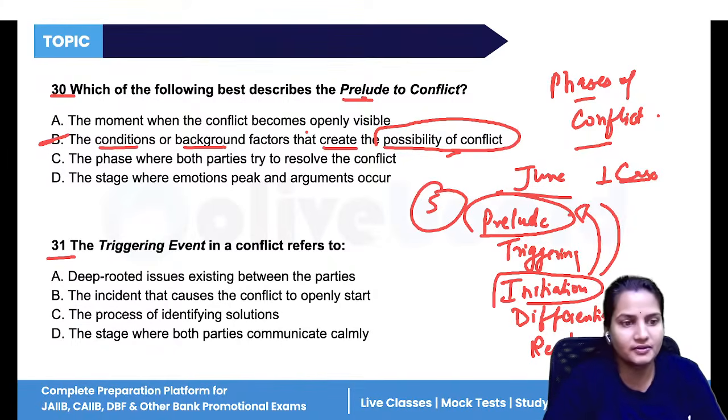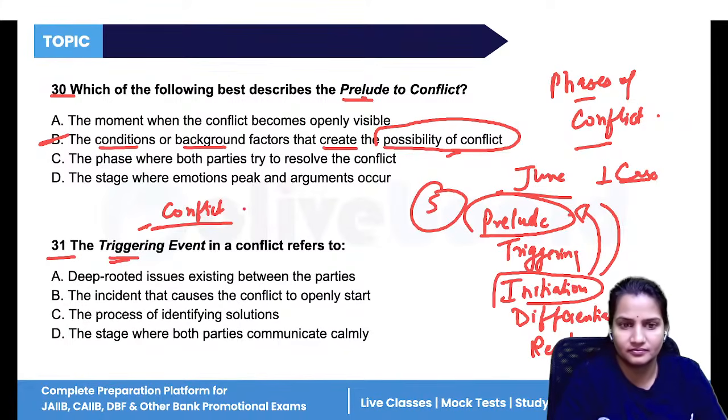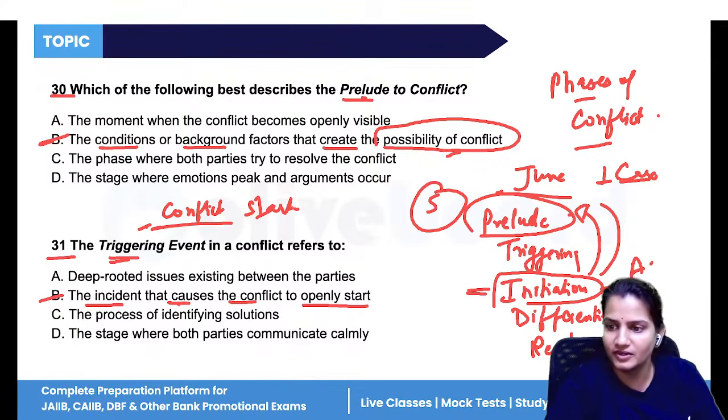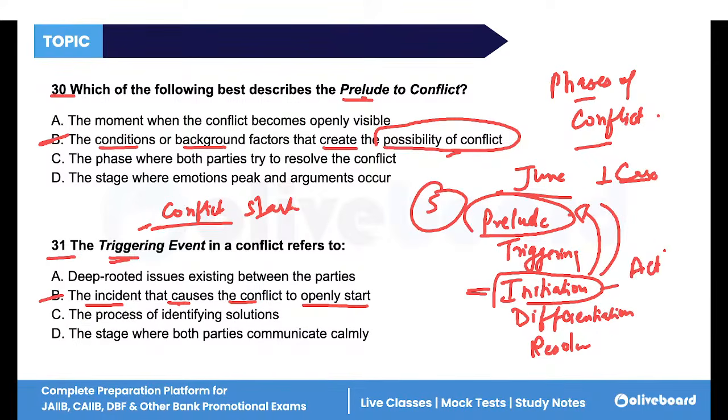All right. Now, what is the triggering phase? It is when something has triggered you and the conflict has started. That is triggering: the incident that causes the conflict to openly start. And from the third stage, initiation, the actual conflict starts.